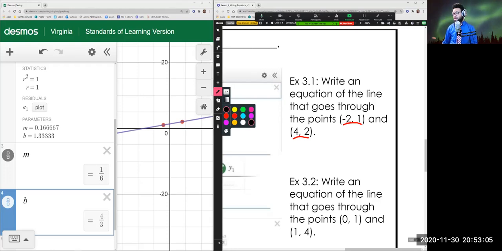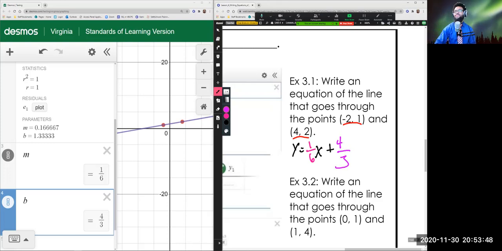So now, for example 3, we have y equals our m, which in this case is this 1/6. y equals 1/6 x. Actually, that x should be black. 1/6 x plus, and what is my b? My b is down here. It's this 4/3. 1/6 x plus 4/3. All right.